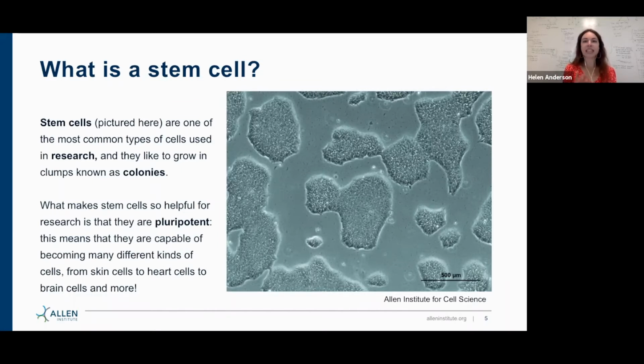For example, I could take a stem cell and turn it into a liver cell or a kidney cell or a heart cell. Here at the Allen Institute for Cell Science, I work with our differentiation team. That means that I take our stem cells, which are pluripotent and able to become many different kinds of cells, and I differentiate or turn them into heart cells, also known as cardiomyocytes, which we can then study. Studies done with heart cells can be helpful for heart research, which can help us to cure heart disease, which is why this kind of research is important.